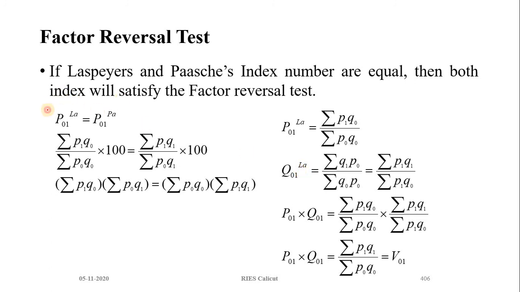I'm not going to discuss it. It is a little bit mathematical. Those who are interested, you can learn it. So if a question arises like what are the conditions for satisfying the factor reversal test for last pair index number and past index number, the condition is if last pair index number is exactly equal to the past chase index number, then it will satisfy the factor reversal test.